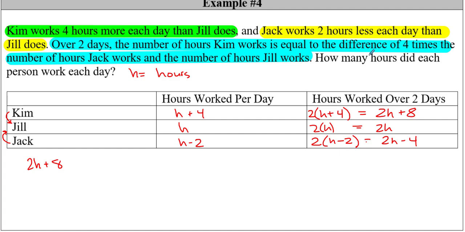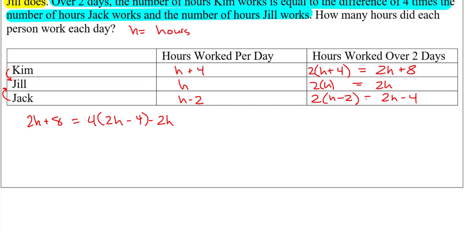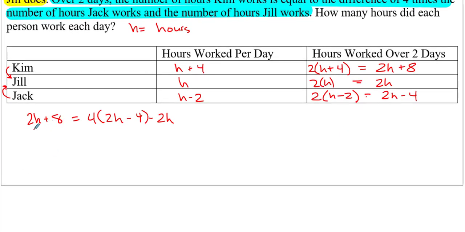Is equal to the difference of, okay, so we got two different pieces. We got the difference of, let's find the first one, 4 times what Jack worked. Okay, where's Jack? We need 4 times that. Okay, so we got 4 times what Jack worked, which is the 2h minus 4. And it's the difference of this and the number that Jill worked. So Jill worked 2h. So we got this minus 2h.